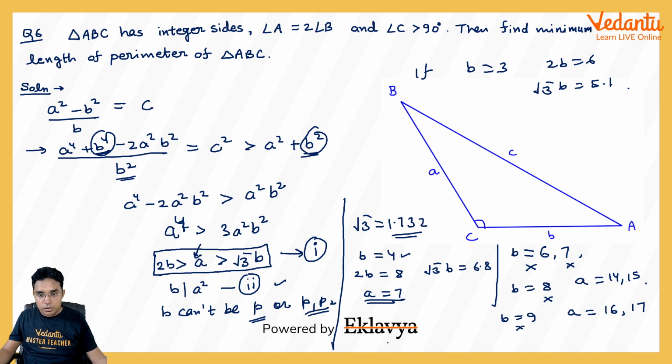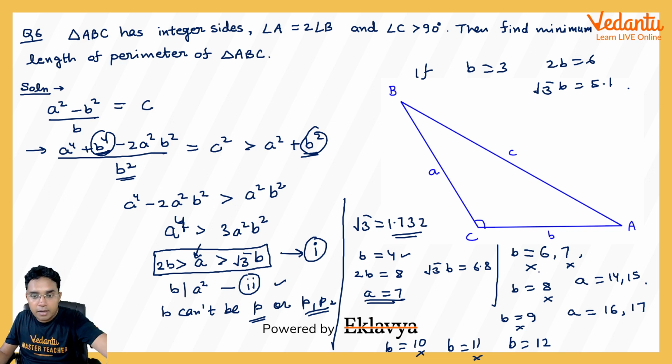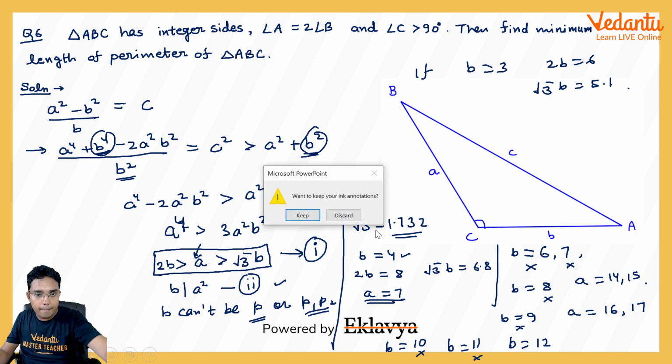So what are the other possibilities? I think b equal to 10 we should rule out immediately because it's a product of two prime numbers. And b equal to 11 itself is a prime number. B equal to 12 is 2 square into 3, so there can be a chance that we may get something from here. Let me go to the next slide.